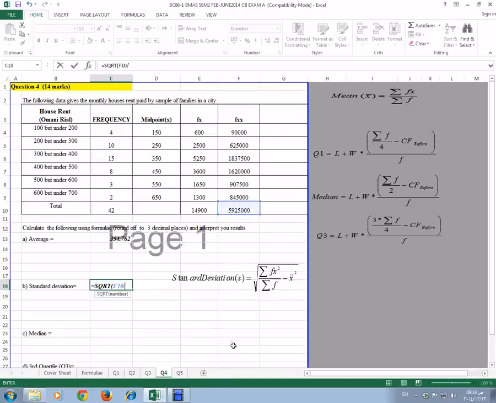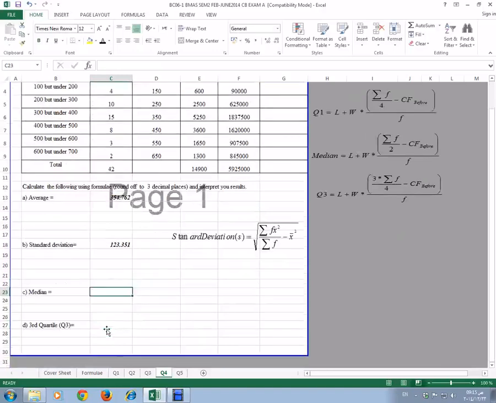Divide, see the formula, divide by 42 minus x bar square. Where is x bar? X bar is the mean, but we want the mean square. This is the mean square, it means multiplied by itself, and close the bracket, press enter, and this will give us the standard deviation for the data.